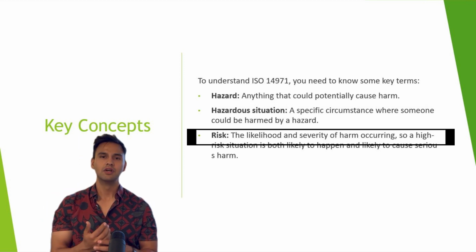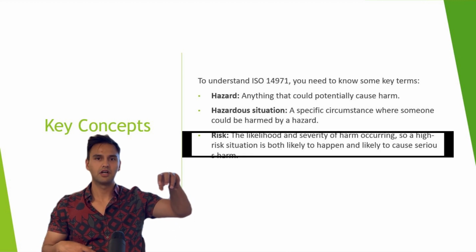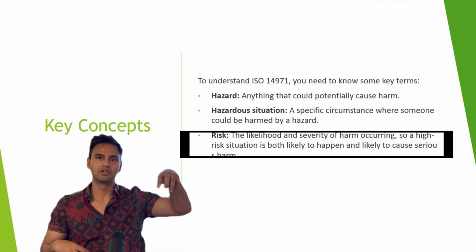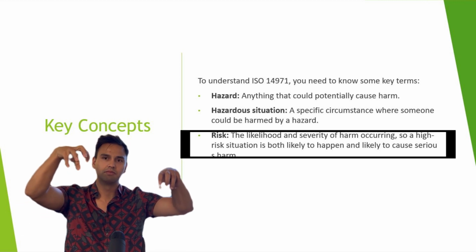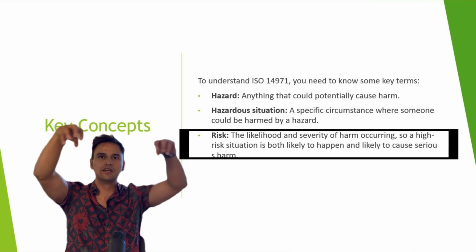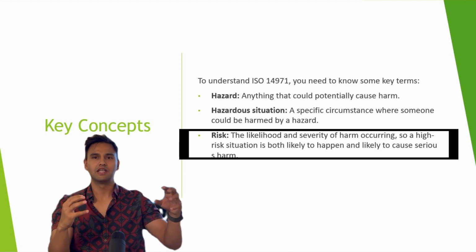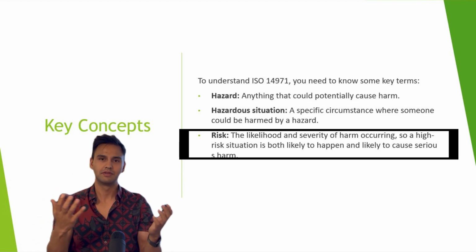And what is risk? Risk is a combination of the probability of occurrence of harm, how likely that harm is going to occur, and how severe that harm is, right? High likelihood, high severity, high risk, basically. So a high risk situation is one that is both likely to happen and causes serious harm, like I said.